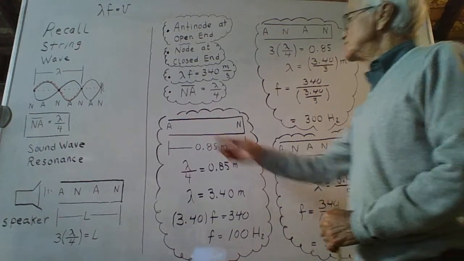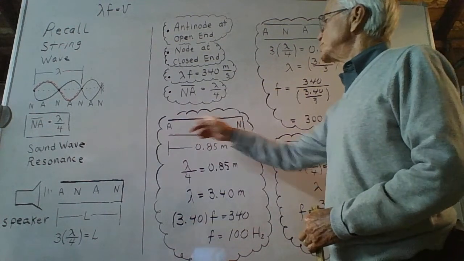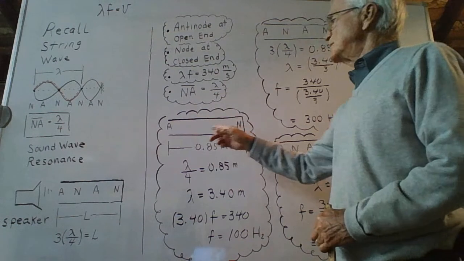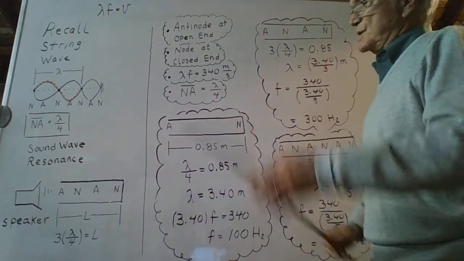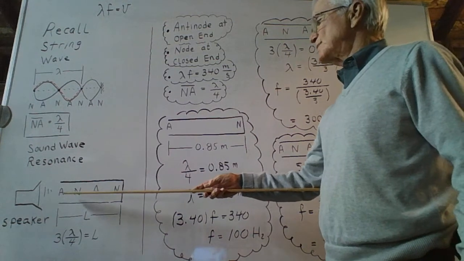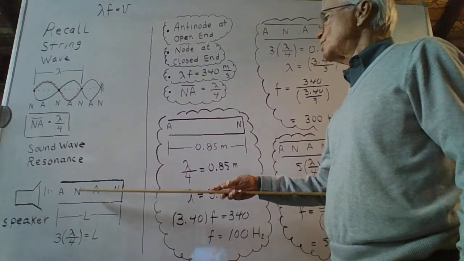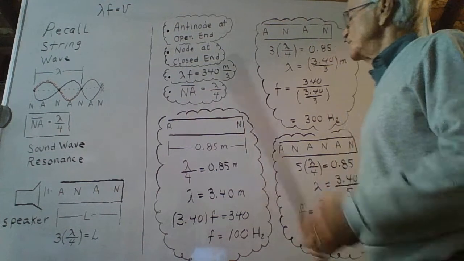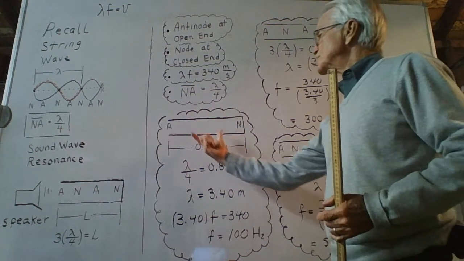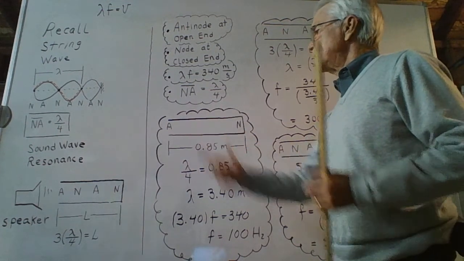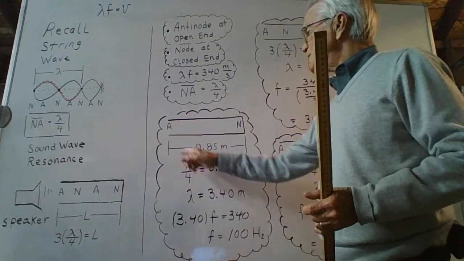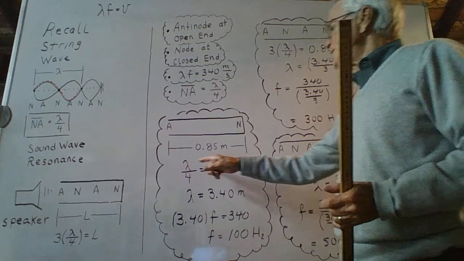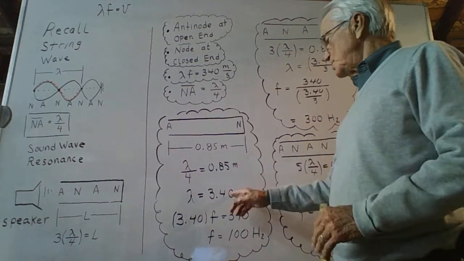It corresponds to the fewest number of letters you could put along the length of the tube to indicate what is happening. An A there and an N there. Back here, the particular case of resonance we discussed had four letters, AN, AN. Well, in this case, there's only one such A to N segment, and it has the length quarter lambda. So quarter lambda equals the length of the tube. Solve for lambda, and we get 3.4 meters.